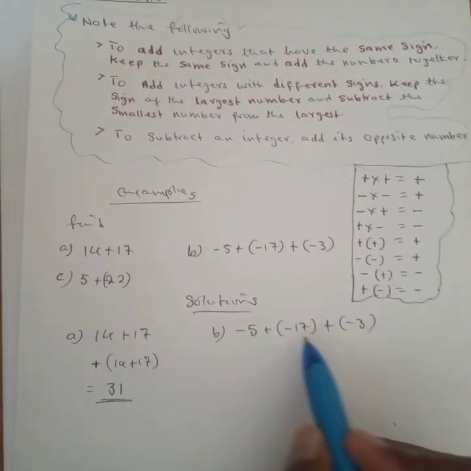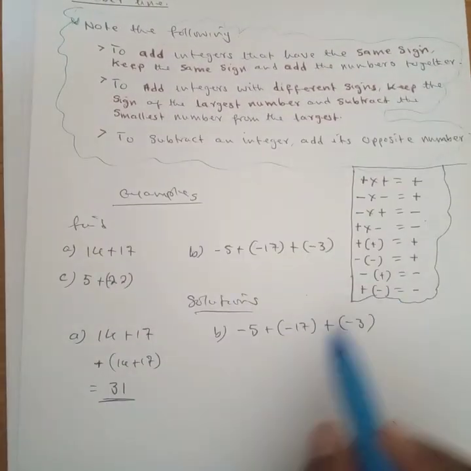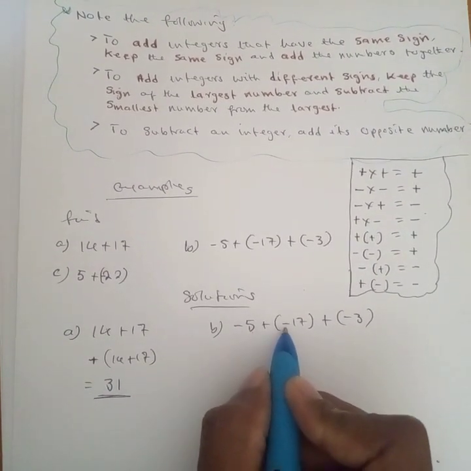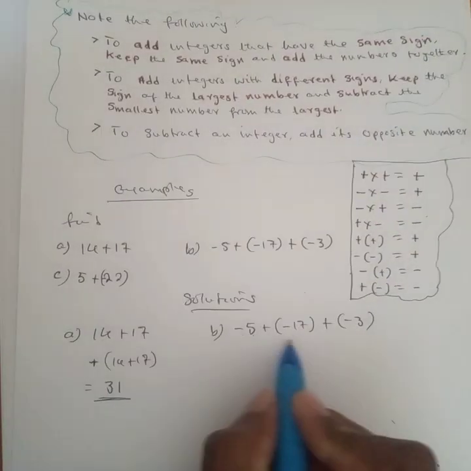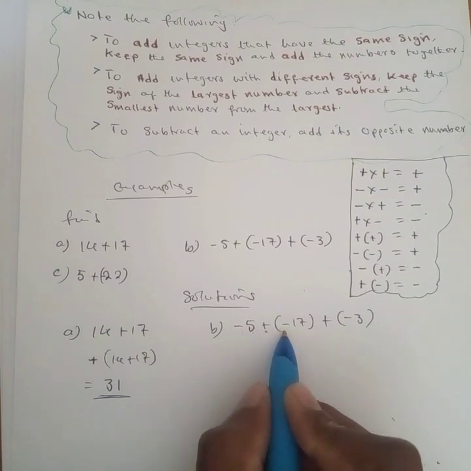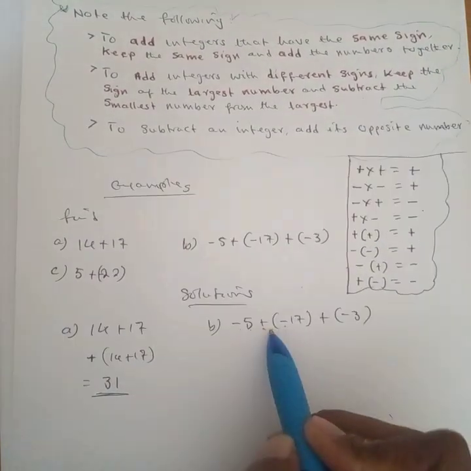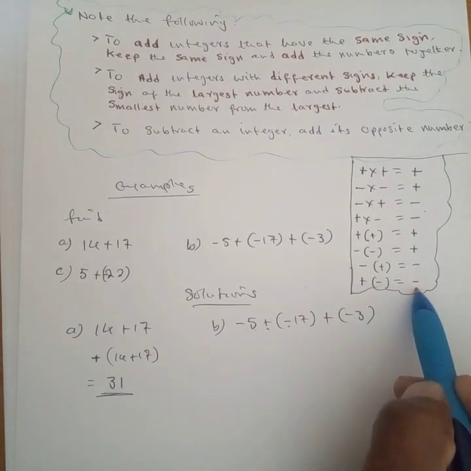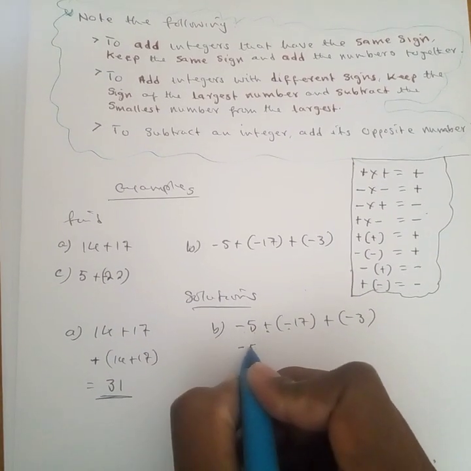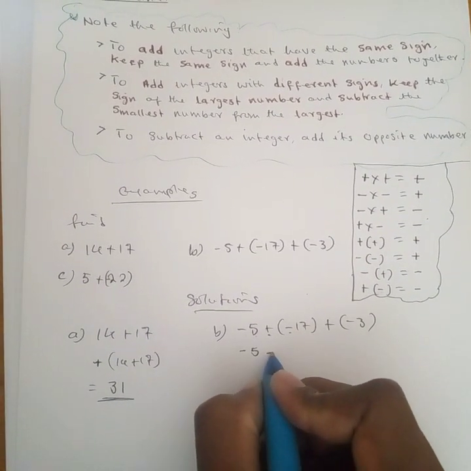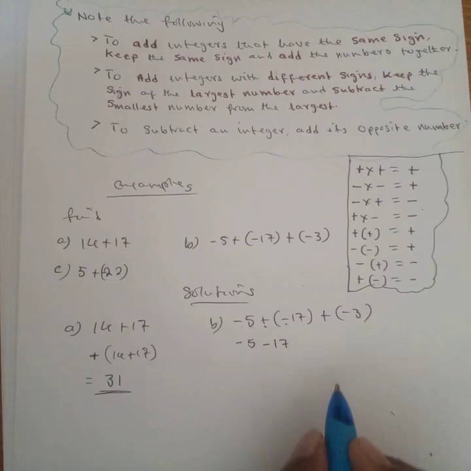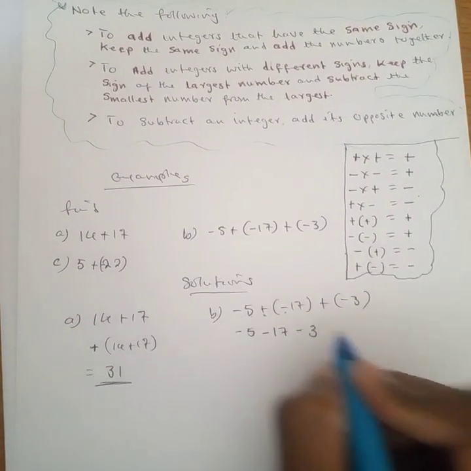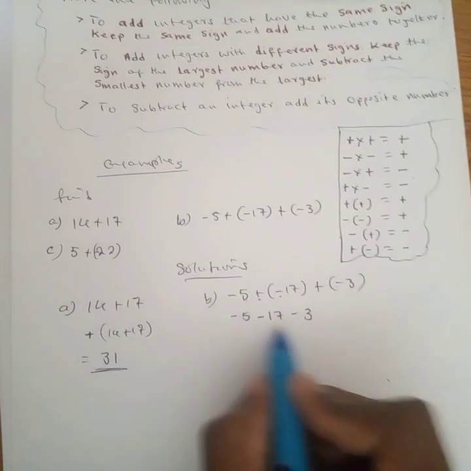Now when you look at this question, there's something like this. For instance, we are simply talking of -5 plus open brackets -17 close brackets. So this tells you that this positive, which is here, is multiplying with this negative. And we know positive times negative, the answer is always negative. So we're going to say -5, positive times negative, the answer is always negative, so we are going to write -17. Same applies here, positive times negative, the answer is negative. So we're going to write -3. Hence, we have simplified it in this manner.